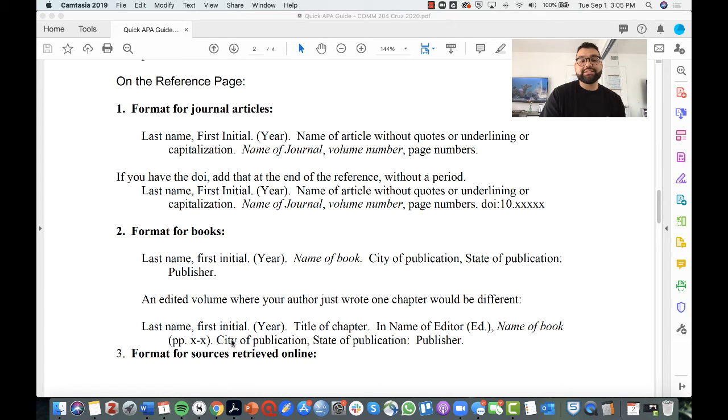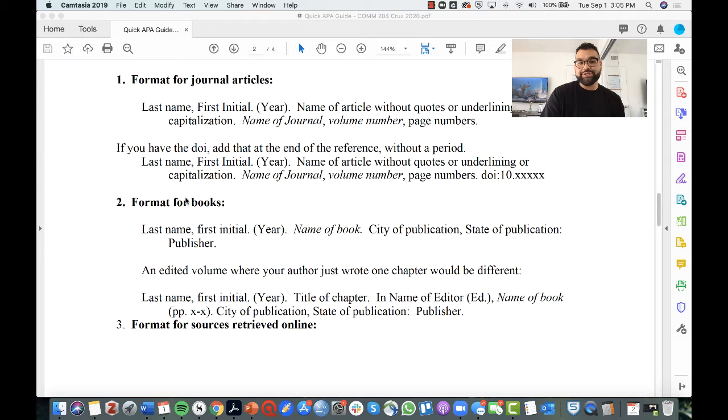So for instance, one of the books that I assigned in the exercise is Michelle Obama's Becoming. So you'd go under here and you'd essentially fill out her last name, Obama, comma, M for Michelle, the year it was published, I think 2019, the name of her book, Becoming, in italics.